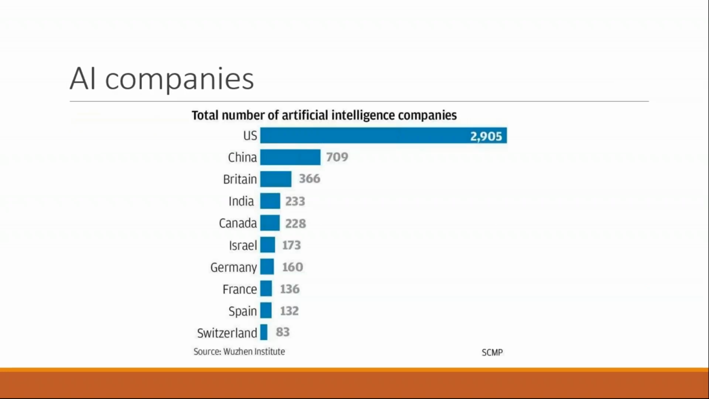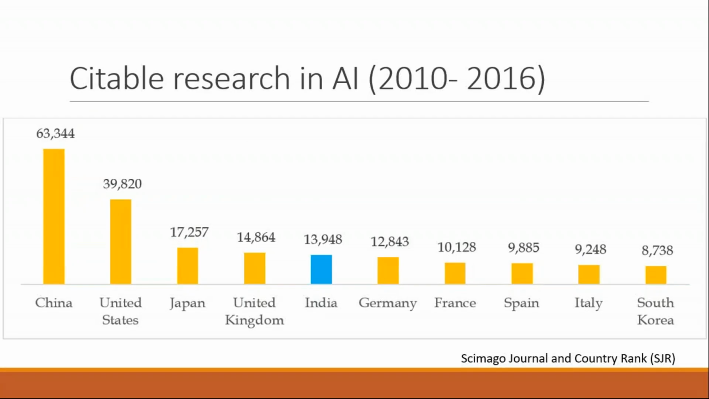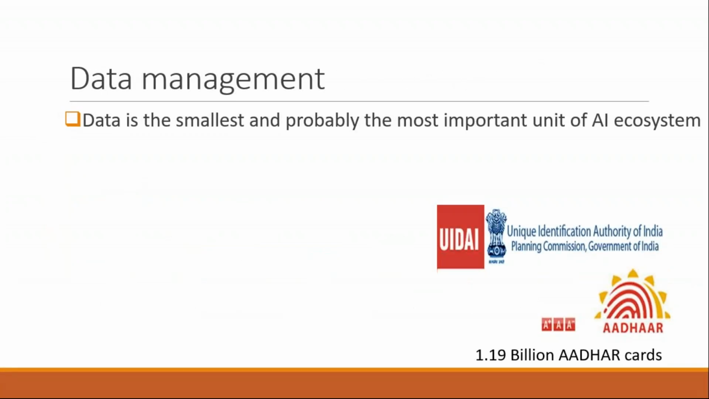And as you see, India has the fourth-largest number of AI companies. Academia is not behind. We have new tools and new courses for the promotion of AI, including postdoc fellowships for doctors to become part of the artificial intelligence sector. Scientific research, again, we are working on well.